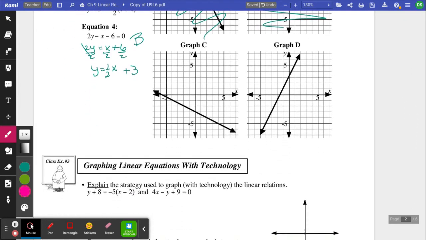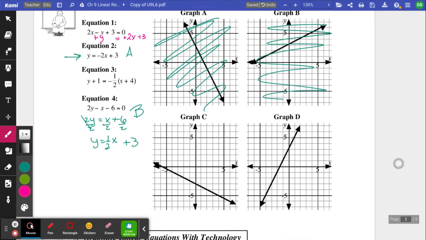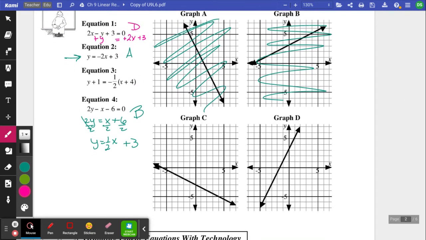What is my y-intercept? So I'm back with C or D. Which one do you think? D, automatically. It's a positive slope. I don't even have to worry about the y-intercept and what the slope is. It's positive. It's D. Okay, this is D. So the last one is C, okay?